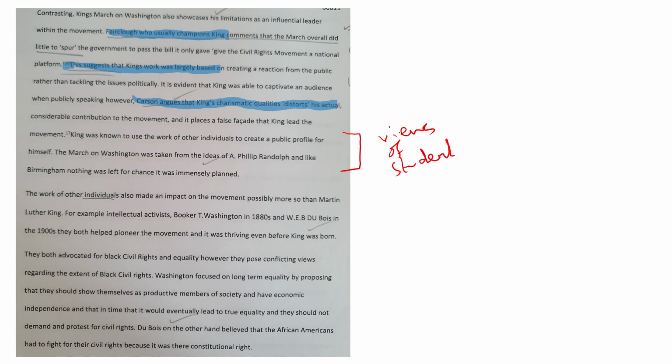The march on Washington was taken from the ideas of Randolph, and like Birmingham, nothing was left for chance. It was immensely planned. A brilliant little comment there where two historians have been thrown in there with some quotes from those historians. If we look a little bit further down, they then start to work on an additional point. The work of other individuals also made an impact on the movement. So this is a nice little link to the question, returning back to the point.